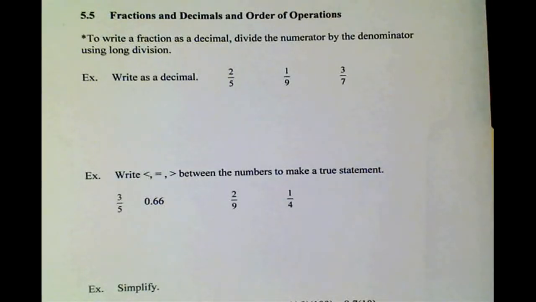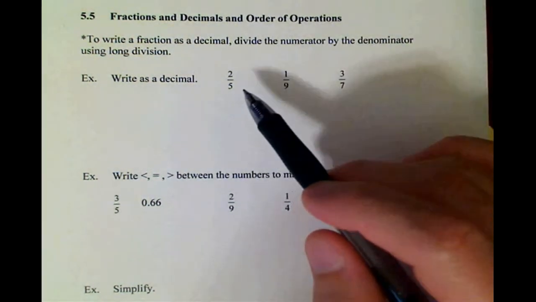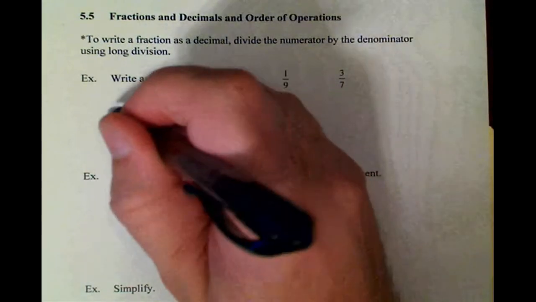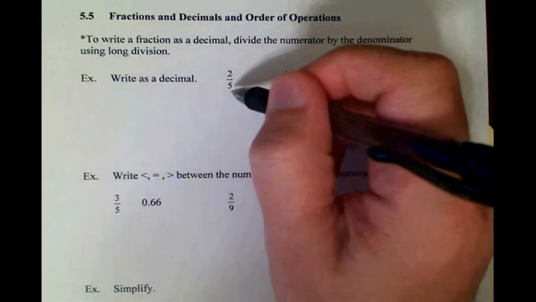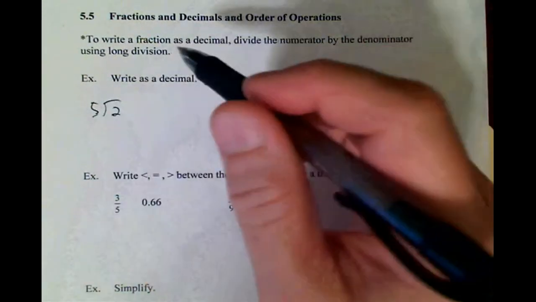Fractions and decimals in order of operations. So, first question is, we're going to convert these fractions to decimals. We're going to use long division. That's 2 divided by 5, which means we're dividing 5 into 2. So the 5 goes on the outside.